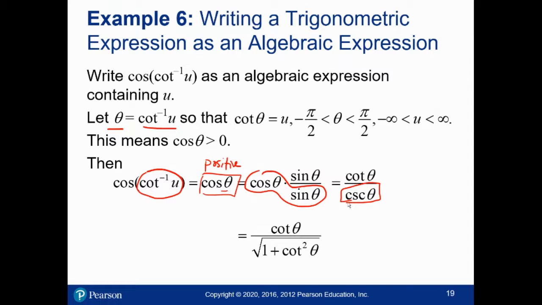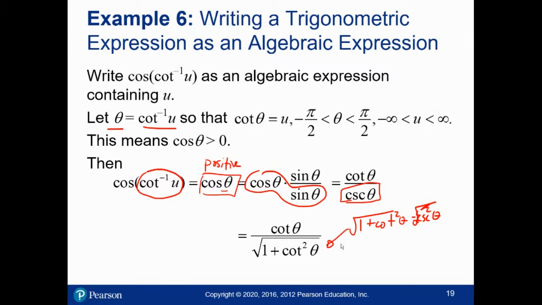Because we do have a Pythagorean identity. The Pythagorean identity being that 1 plus cotangent squared of theta is equal to cosecant squared of theta. And if I take the square root of both sides, we get cosecant of theta can be replaced with this.